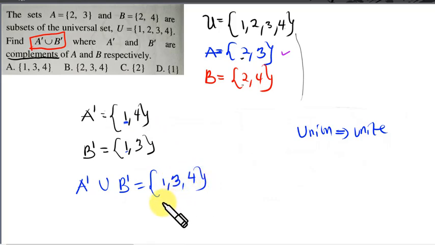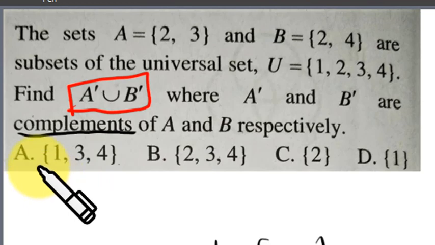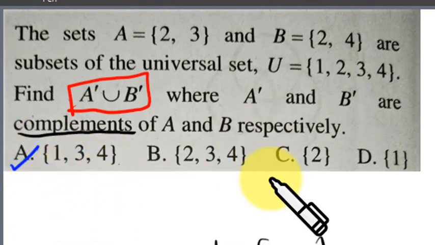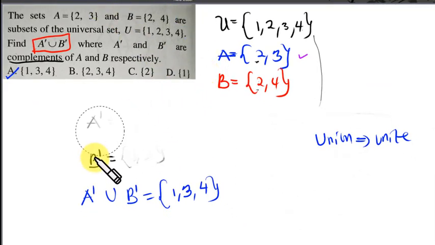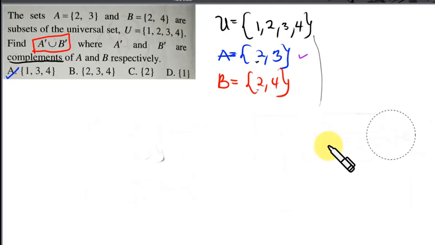So that is the set A complement union B complement. And if you look at the options that we have here, of course, we have A as the correct option, 1, 3, 4. So that is one way that you can solve this. And this to me looks a little bit longer.